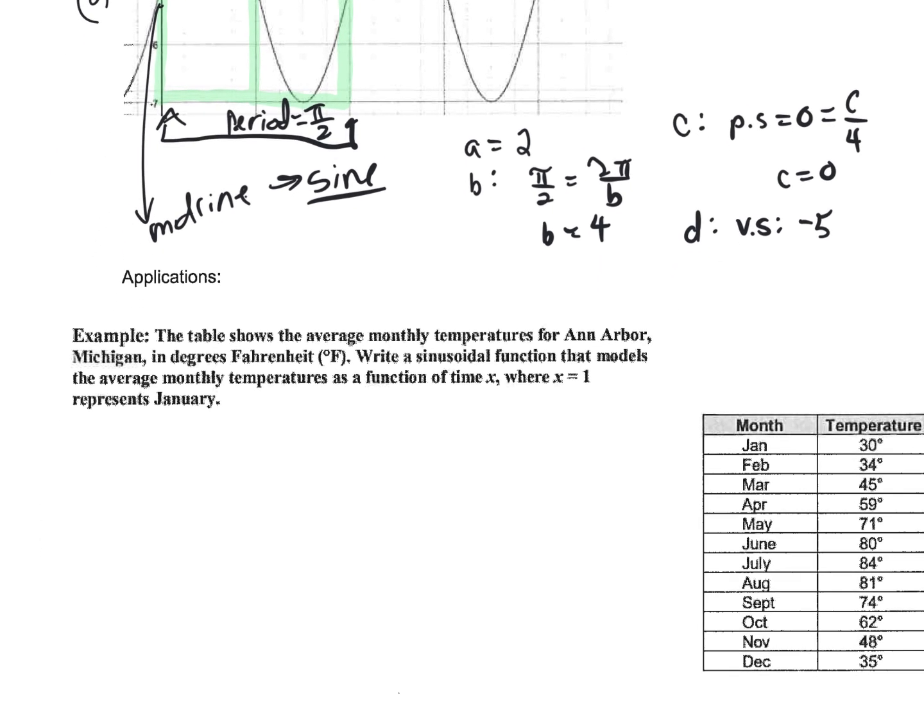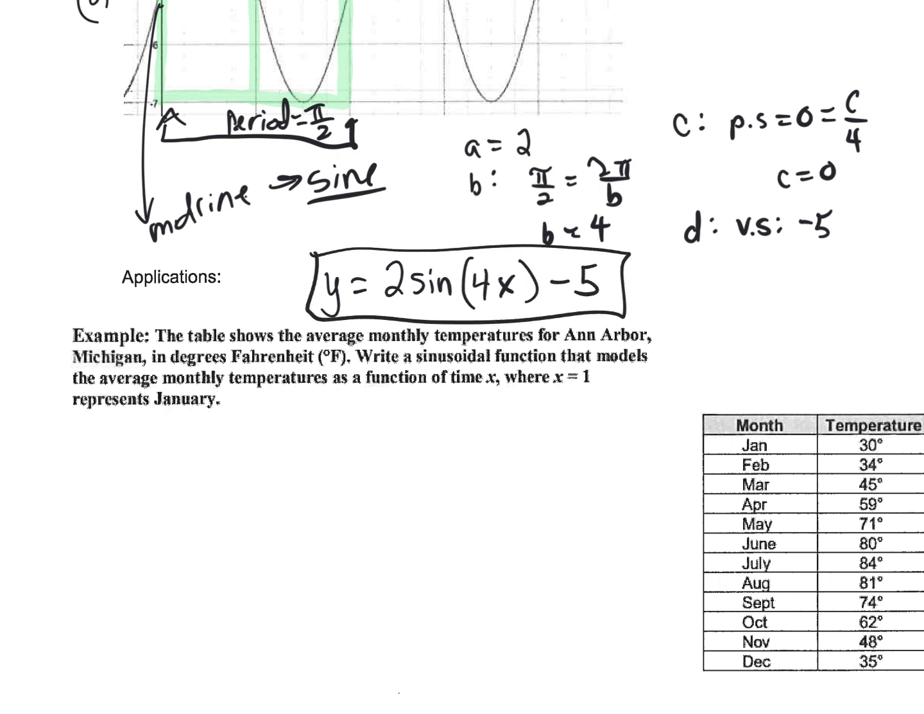So we're going to write this. Y equals A, which is 2, sine, Bx plus C, which is 0, plus D. There's my equation for this one, okay?